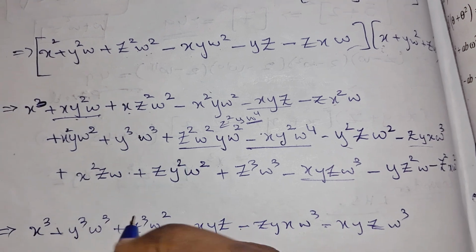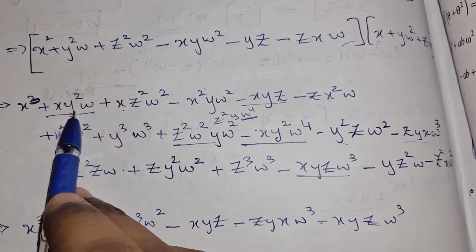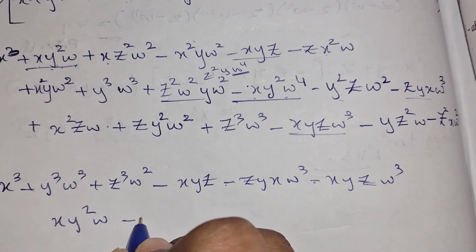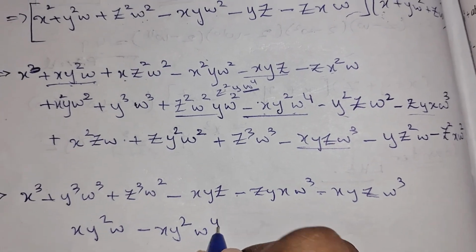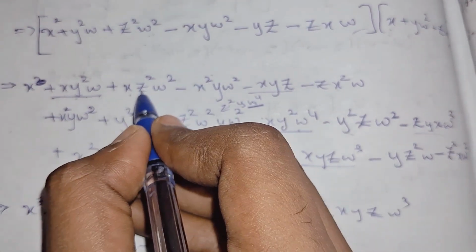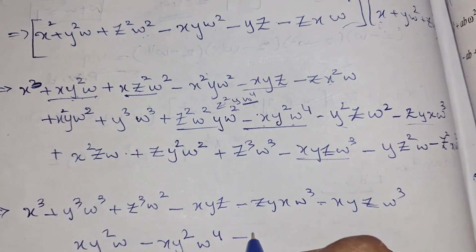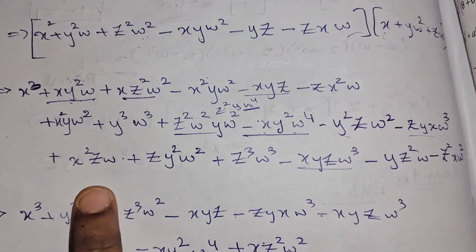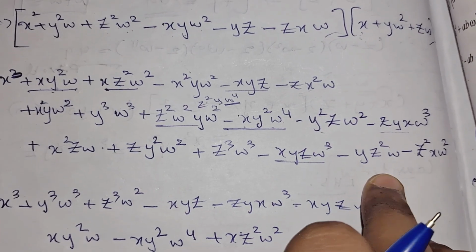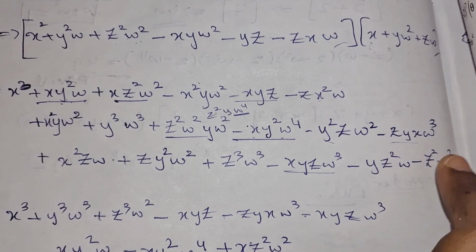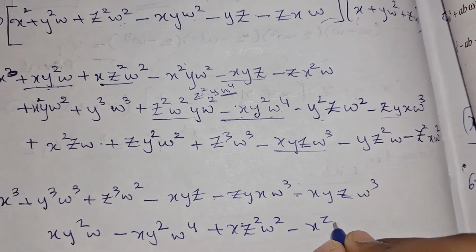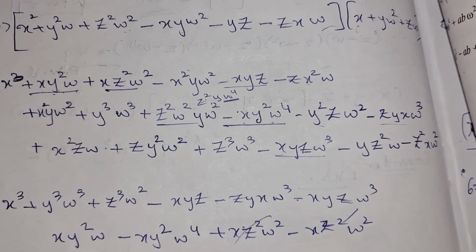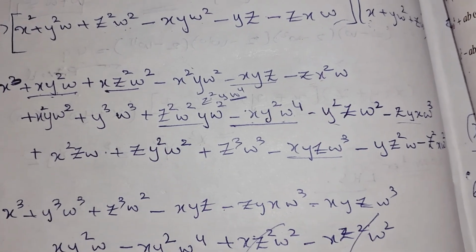Then the leftover terms I will write, first with xy square omega. That is the first term. Then similarly we have minus xy square omega 4, so I'll write here minus xy square omega 4. Then I'll consider xz square omega square plus xz square omega square. So where is the xz square term? One more term you will definitely get, xz square. Here it is xz square omega square minus xz square omega square. Here we can cancel this, right? Opposite signs these both have.